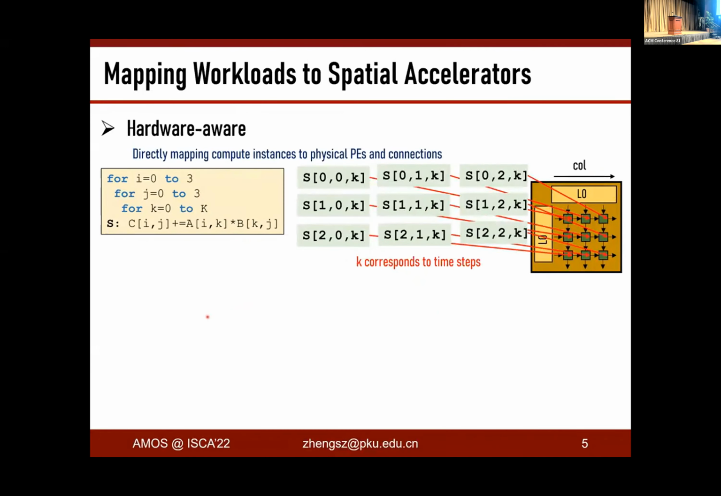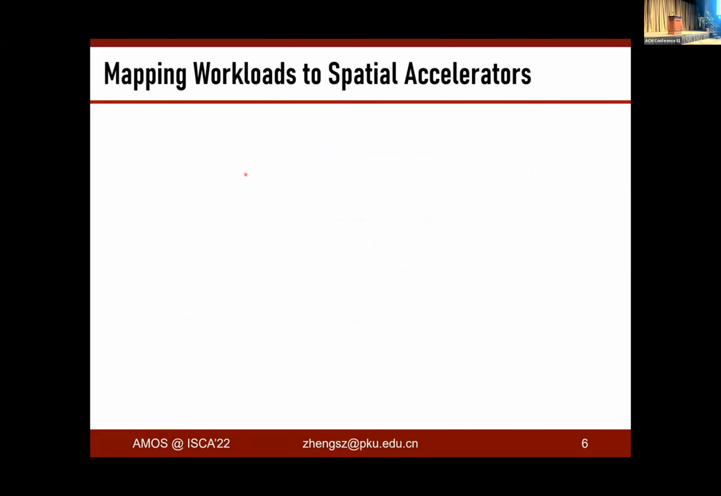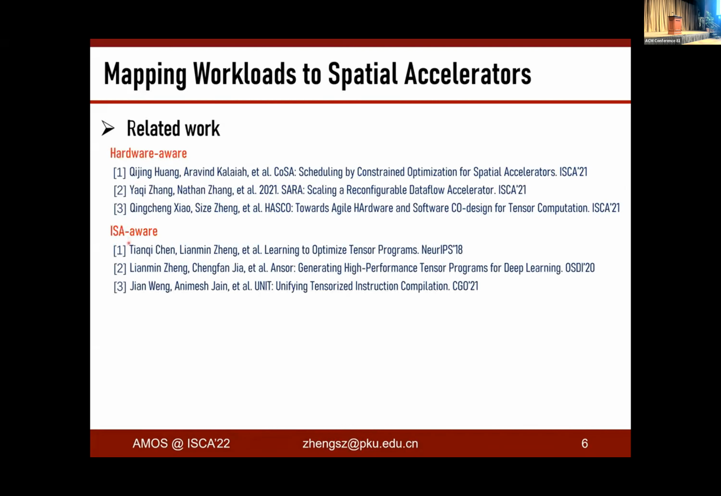However, for most accelerators that only provide intrinsics for programmers, we have to adopt another methodology that is called SW-aware mapping. For example, we need to replace the original loops of matrix multiplication with a Tensor Core intrinsic when mapping to Tensor Core. There has been a lot of literature on mapping software to spatial accelerators. For hardware-aware mappers, representative works include COSA, SARA, and Hasco. For SW-aware mapping, representative works include AutoTVM, Ansor, and UNIT. We focus on the SW-aware mapping.